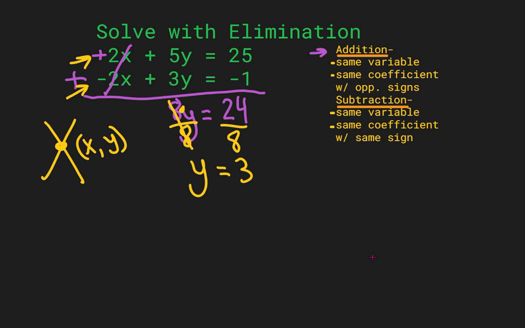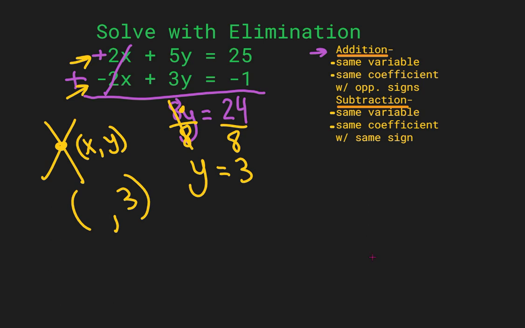That would be the solution of this system of equations. I just discovered that y equals 3, so I'm going to write that as part of my ordered pair, y equals 3. But I still do need to find x. So let's go looking for x. Well, how do I do that?